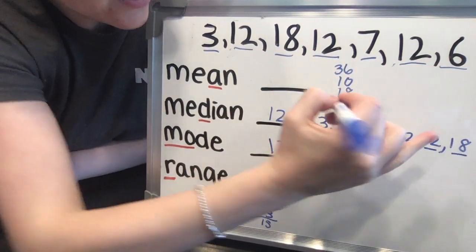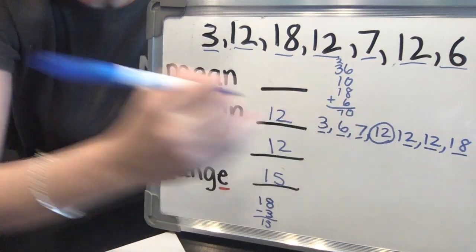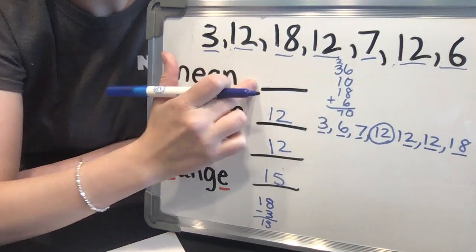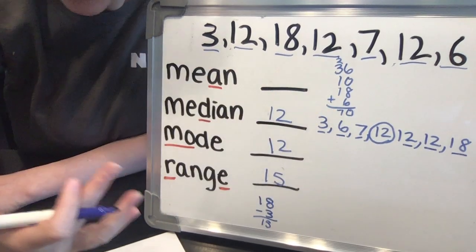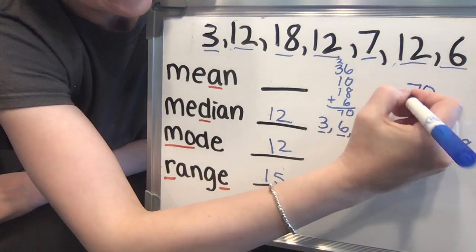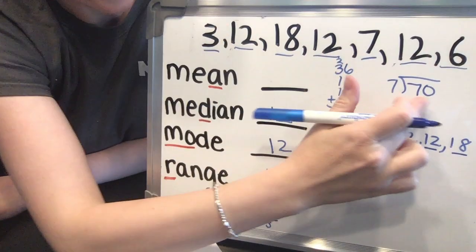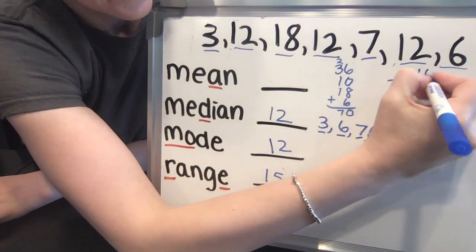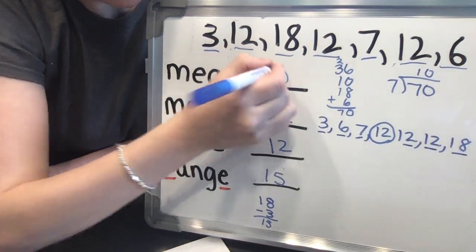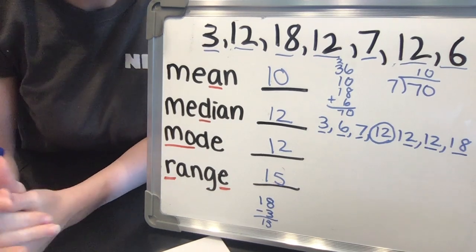So I'm going to add those up. 20, regroup the 2. So I got 70. Now, my mean or my average isn't 70. That's the total amount of cupcakes I've sold. So I'm going to take this 70 and I'm going to divide by 7 because there were 7 days or 7 numbers. I know that 70 divided by 7 is 10. So my mean or my average cupcake sale on an average day would be about 10 cupcakes.